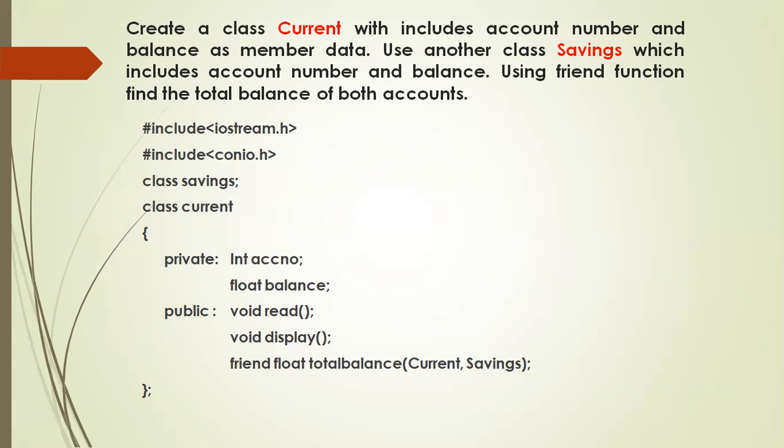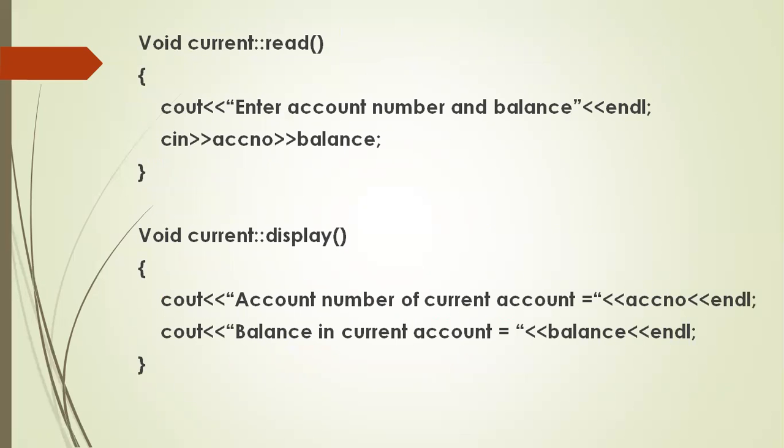Now this class has only two member functions, read and display, whereas total balance is a friend function, which you have to define outside. We have to write the prototype of the friend function both in the current class and the savings class. Now we define the two functions, read and display, outside the class. We already know how a member function is defined outside the class. The return type is void, the class to which read belongs is current, then the scope resolution operator, then read.